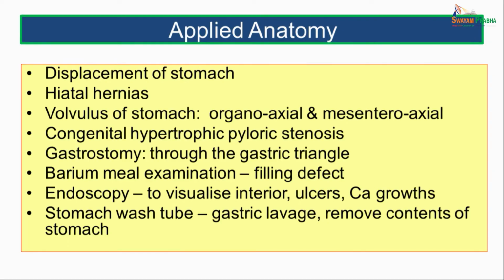Stomach wash tube or a gastric lavage. In cases of poisoning, the toxic contents of the stomach are removed by this process. A gastric wash or a gastric lavage tube is introduced through the oral cavity and passes through the esophagus into the stomach, and that is what helps in taking out toxic materials from the stomach, and that is called a gastric lavage or a gastric wash.